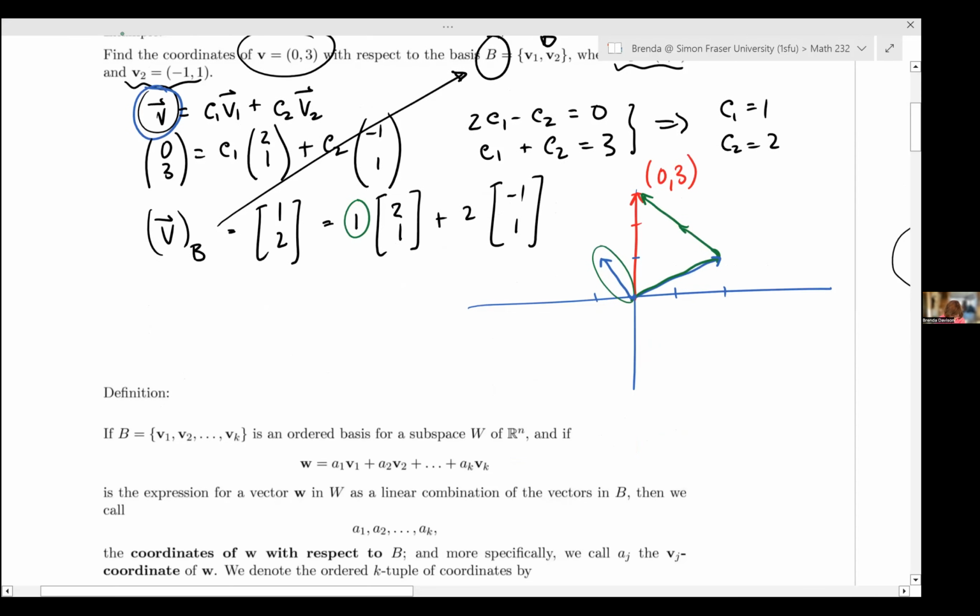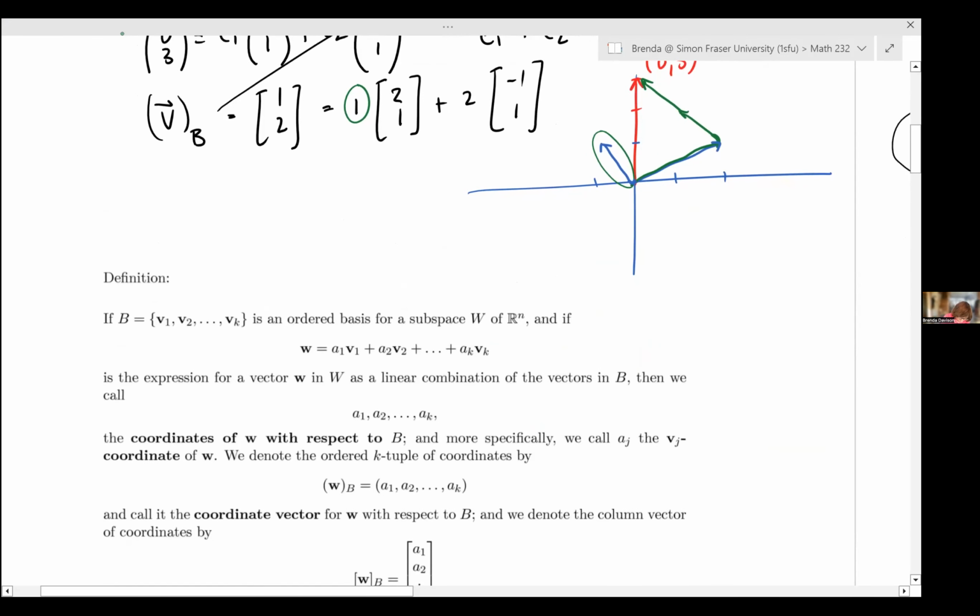Okay, so there's a definition for us here. We have a basis. It'll have some number of basis vectors in it. It's ordered, V1, V2. You don't want to change the ordering of them. We always write our standard basis vectors in this way.